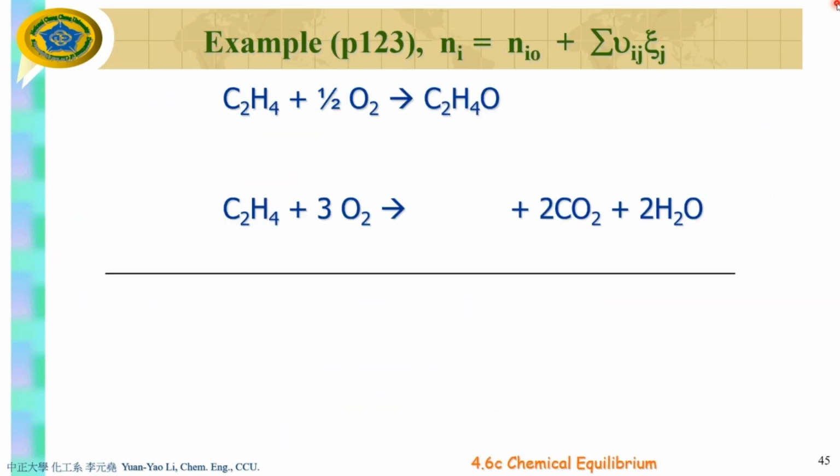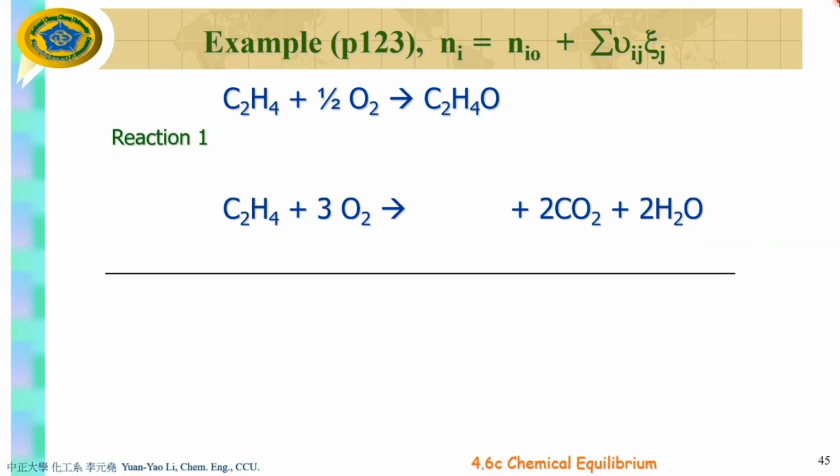So here I'm going to give you an example. I make it easier for you. In the previous slide we had three equations. Now let's make it into two. There are two equations. Of course, this is the main reaction, and this is the product we want, and this is a side reaction.